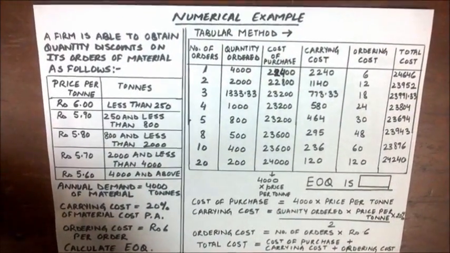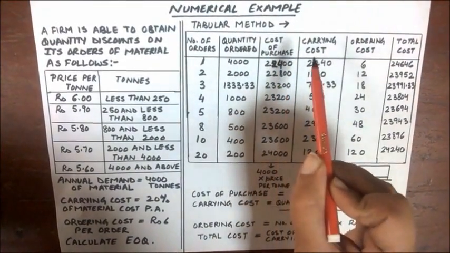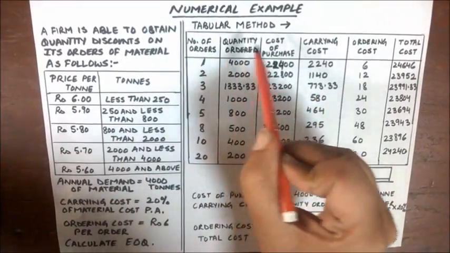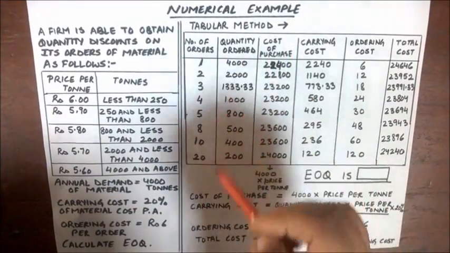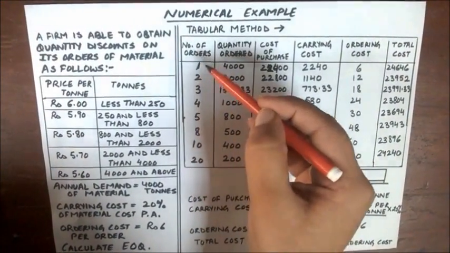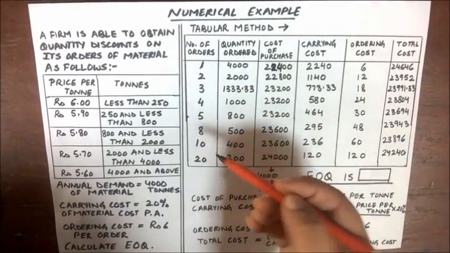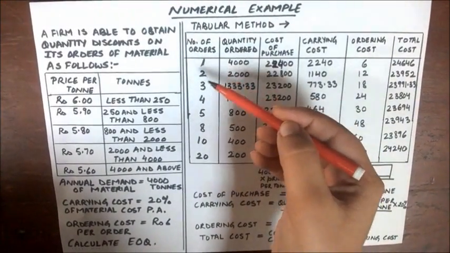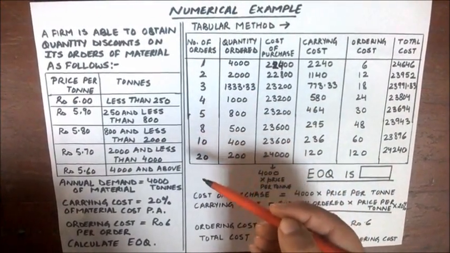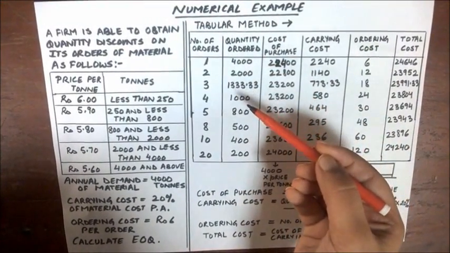So we are going to apply the tabular method here. As it was already explained by Abhishek that there are three methods, we are using the tabular method. We are going to prepare a table in which first we calculate the number of orders. We can arbitrarily choose any number of orders. Here I have taken 1, 2, 3, 4, 5, 8, 10 and 20 orders. Depending on that, the quantity ordered would be calculated.